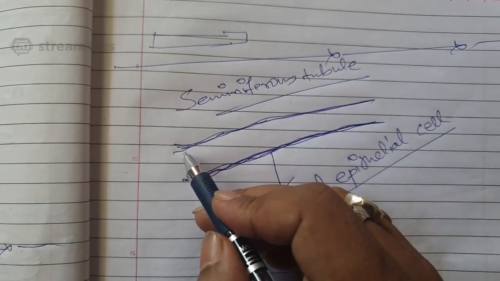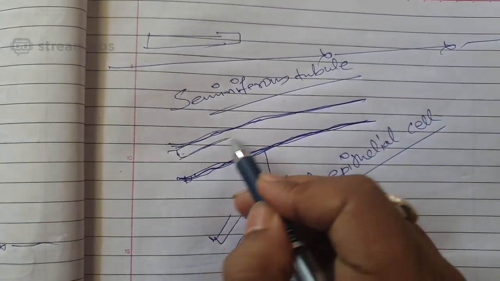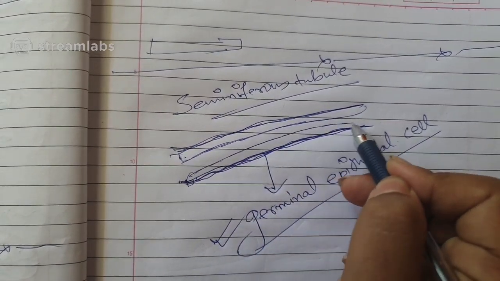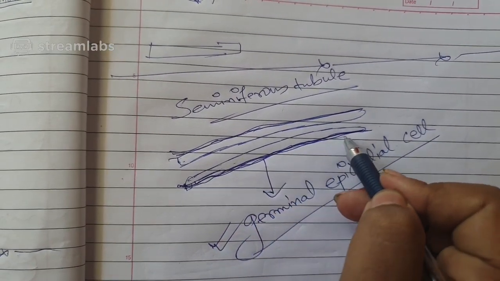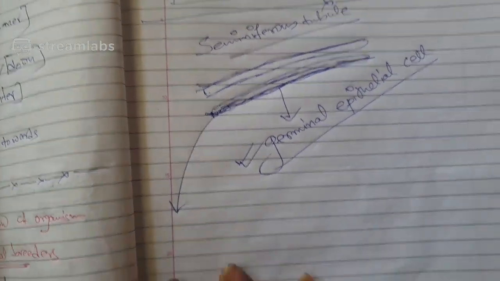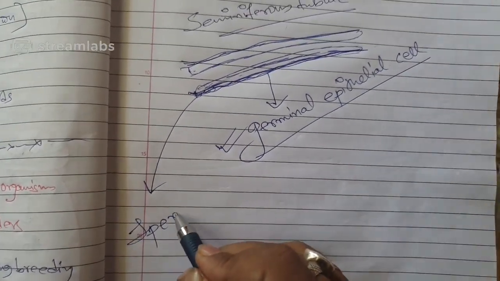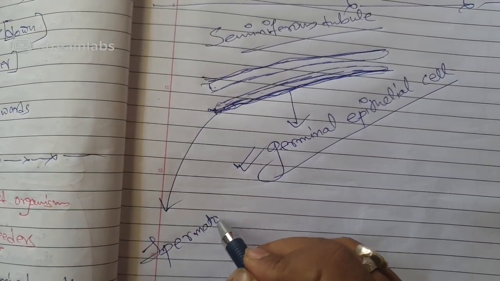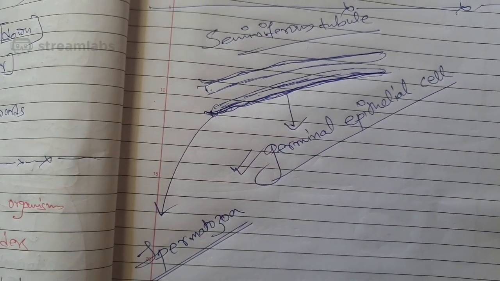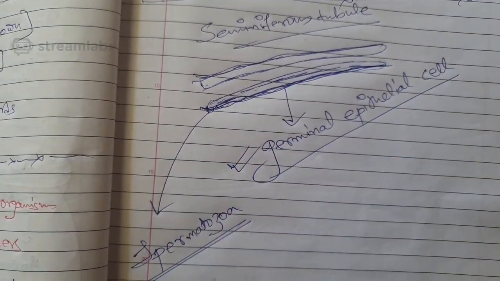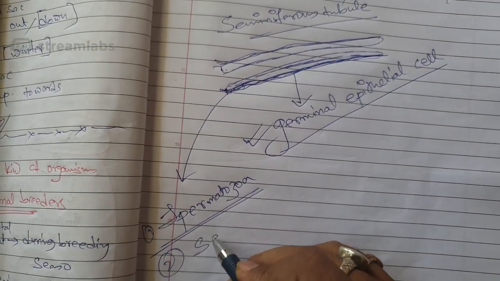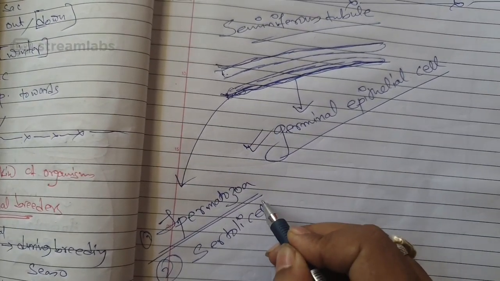Now what happens is, the germinal epithelial cell, this is the basement. Okay, suppose this is the basement which is attached to the germinal epithelial, the wall of the tube. This basement is formed of types of cells known as spermatozoa. So spermatozoa is there, and there is another type of cell, the Sertoli cells. Okay, there are Sertoli cells.